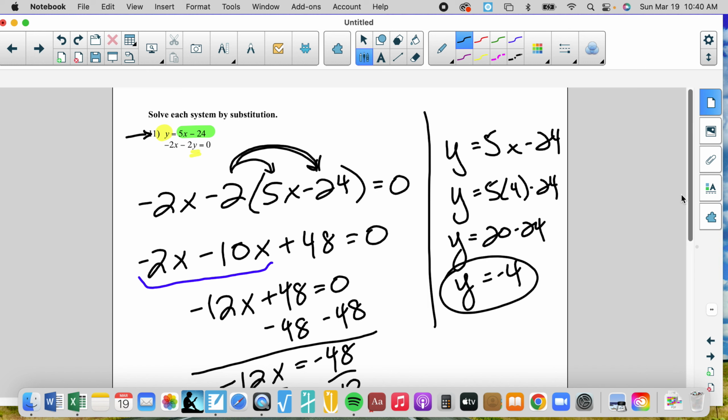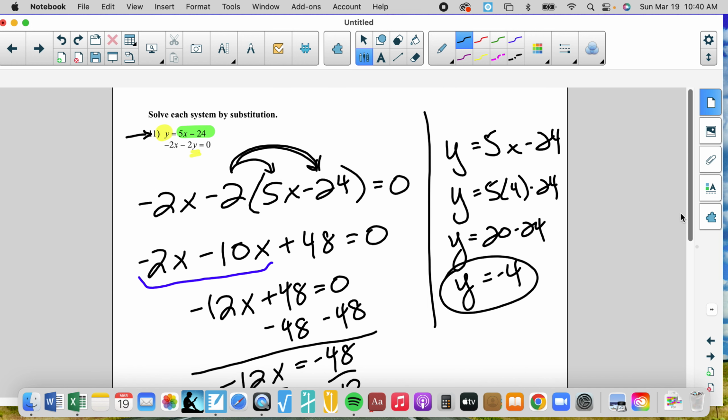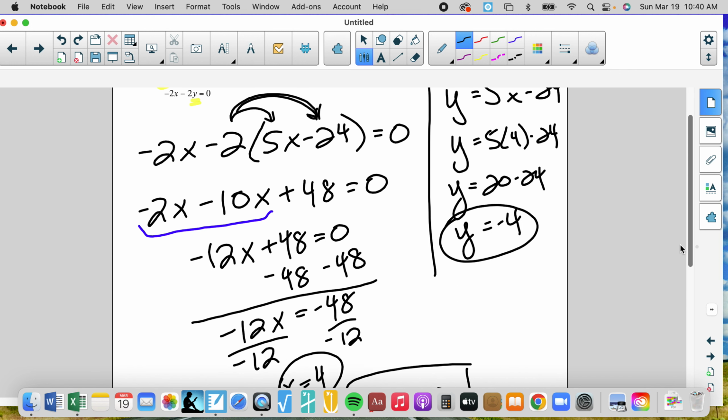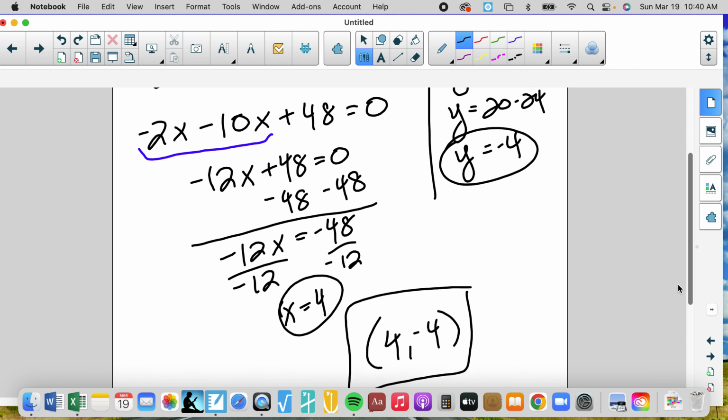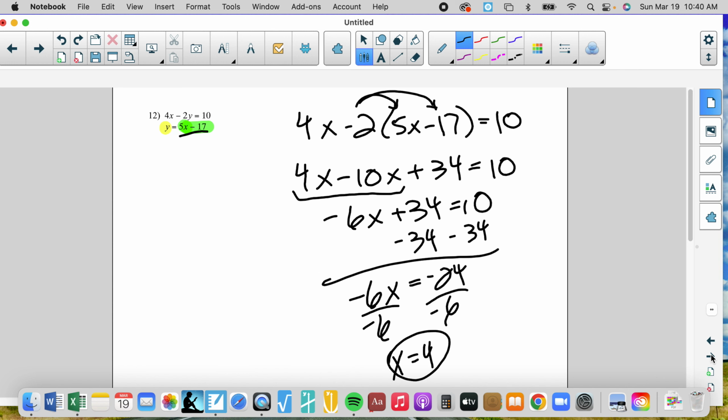So does negative 4 equal 5 times 4 minus 24? Yep, that's 20 minus 24, which is negative 4. Let's do 4 times negative 2, which is negative 8. And negative 2 times negative 4 is positive 8. That equals 0. Sorry, I just remembered that we should check.